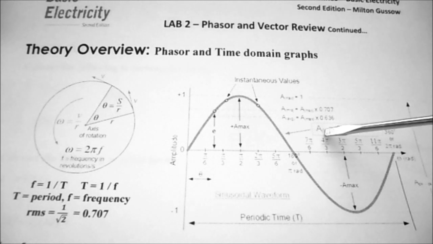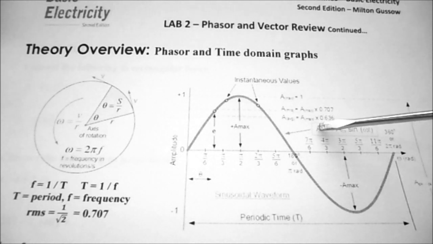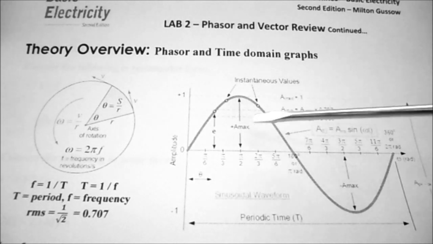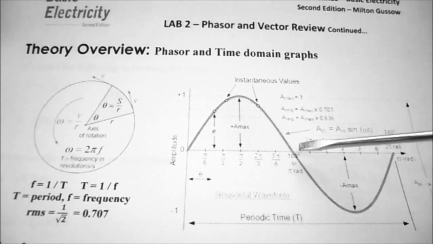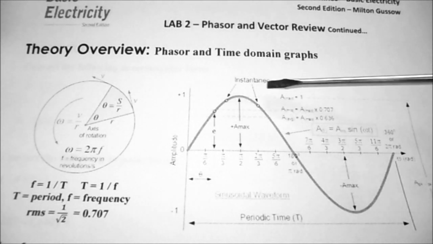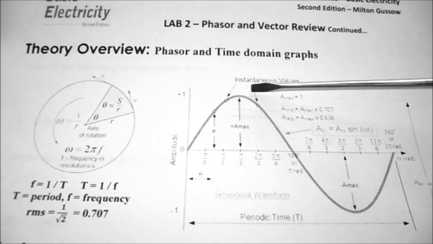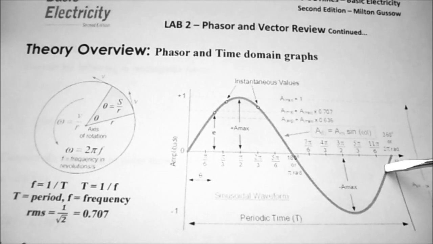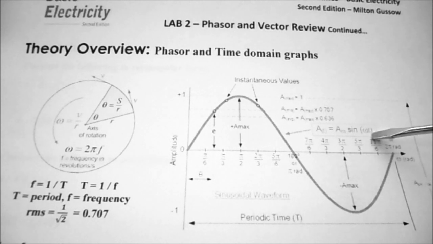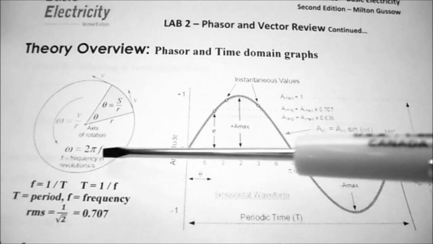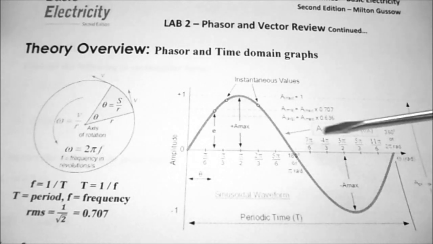So when we look at our waveform formula, we can see that A at time, now that would be at any point on this waveform, is equal to A max, which is this point, sine, this is a sine wave, omega at that same time. And omega is equal to 2 pi f.